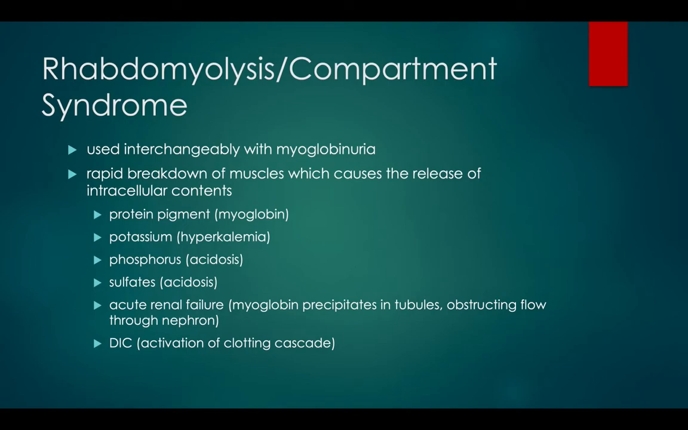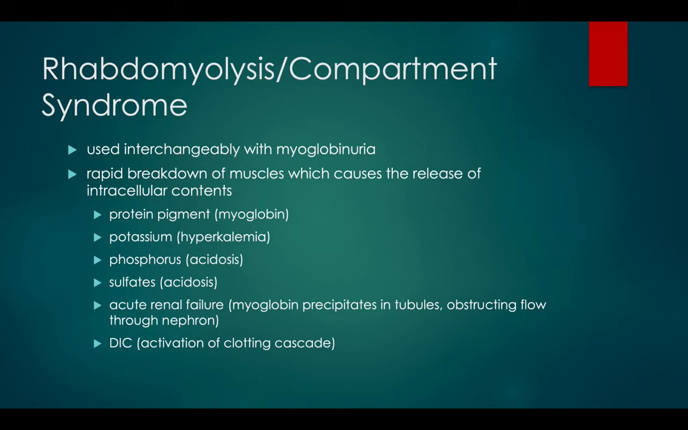Laying on their backside, all the muscles on the backside experience rhabdomyolysis, and they get renal failure from the myoglobin release. So long story short, there's many different mechanisms by which this can occur, but if it does, these are the things you want to watch out for. You want to watch out for hyperkalemia, acidosis, and acute renal failure from the myoglobin release.